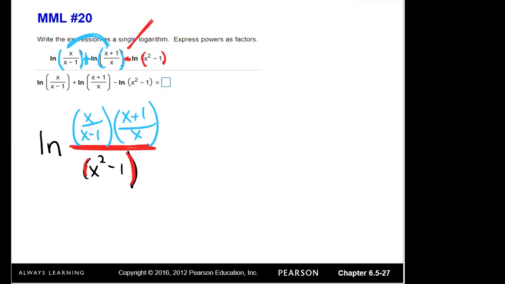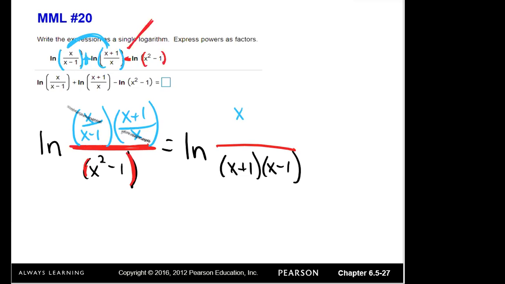Now it does say to simplify. So my denominator, x squared minus 1, can be factored to be an x plus 1, x minus 1. In my numerator, you can cross cancel this x and that x. And then you're left with an x plus 1 over an x minus 1.